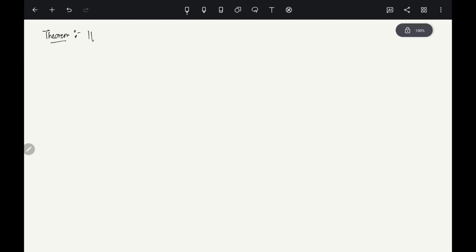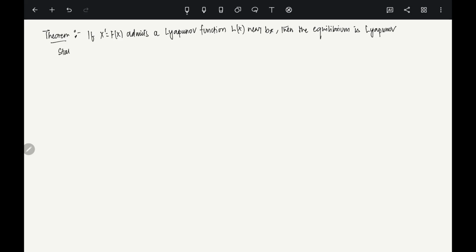So if x prime equals f of x admits a Lyapunov function L of x near b star, then the equilibrium b star is Lyapunov stable. I hope this is fine. Okay, so let's look at the proof of this.